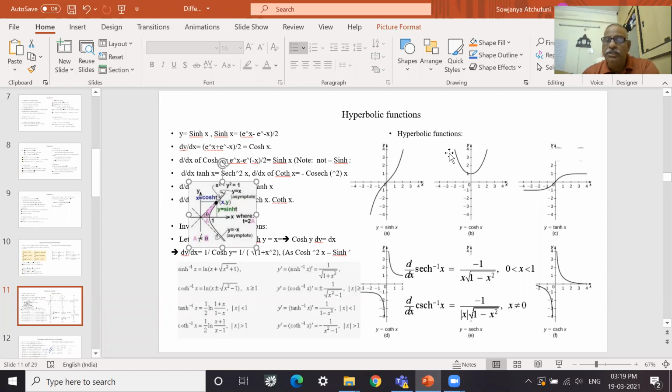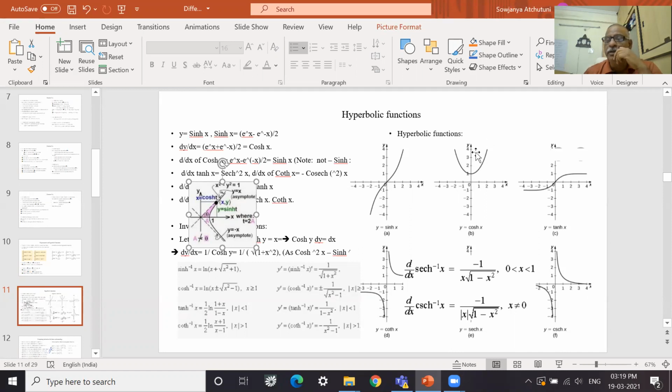This is the cosine hyperbolic function. At cosh x, when x is 0, this is 1. Otherwise, it is increasing. You see, the sin x value cannot be more than 1. The sin x value is plus or minus 1. But the sine hyperbolic function goes to infinity, because it is e to the power of x minus e to the power of minus x by 2. This is also cosh x.